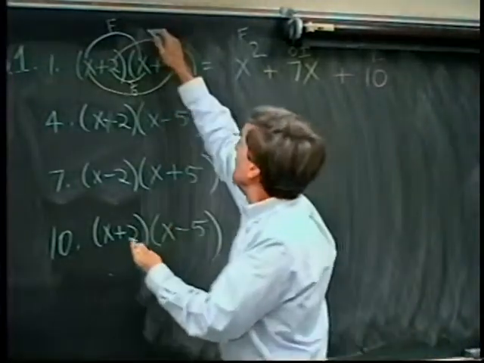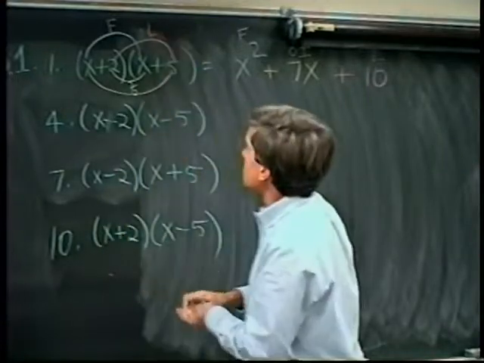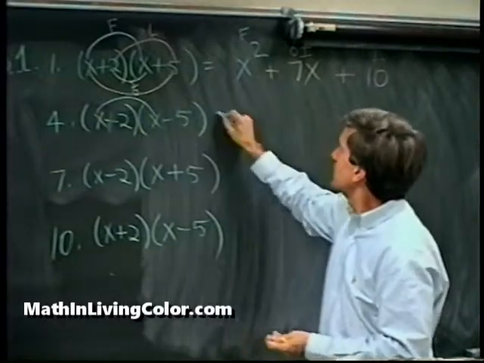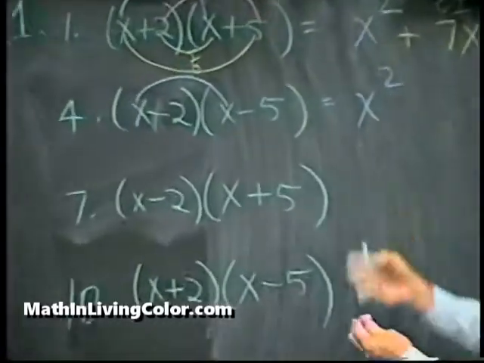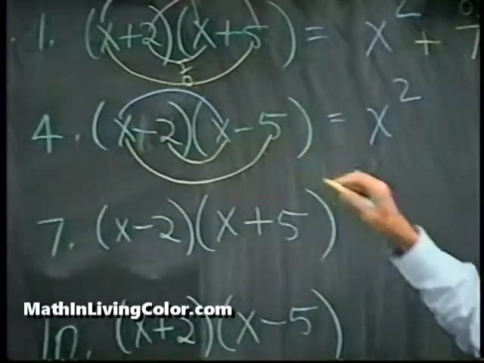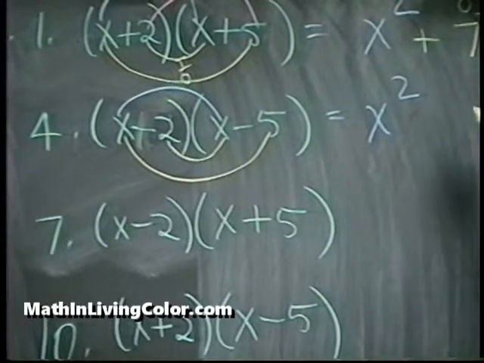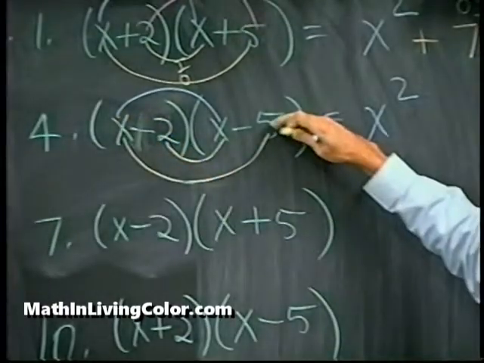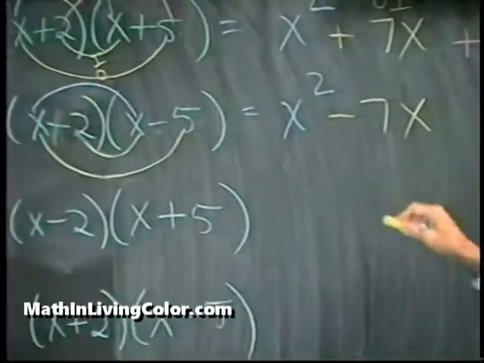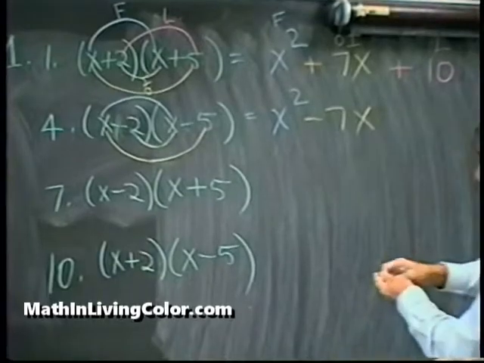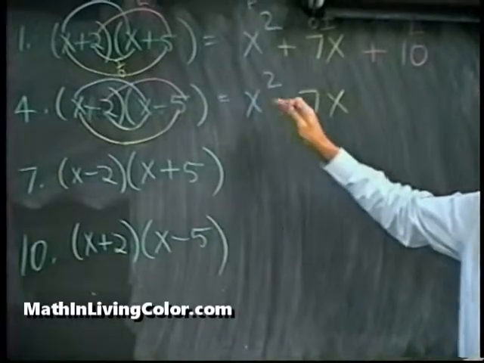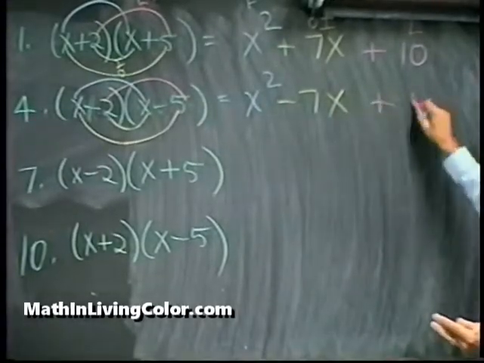All right, now, next problem. Oops, I forgot to put my L up here. Let me get the right color, L. All right, now, for the next problem, what would it be? F would be what? F would be x squared. O would be what? Outer times outer and inner times inner, which would be negative 5x and negative 2x, which would be a total of negative 7x. All right, there's the OI. And then the L part is going to be the last times last, which is negative 2 times negative 5, which is positive 10. Okay?